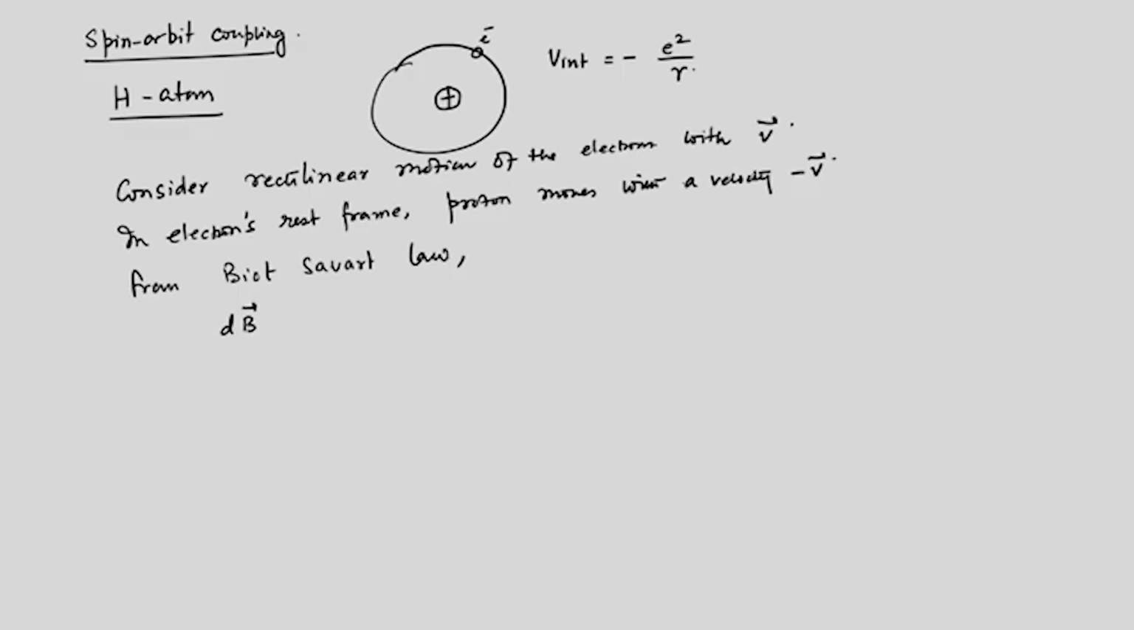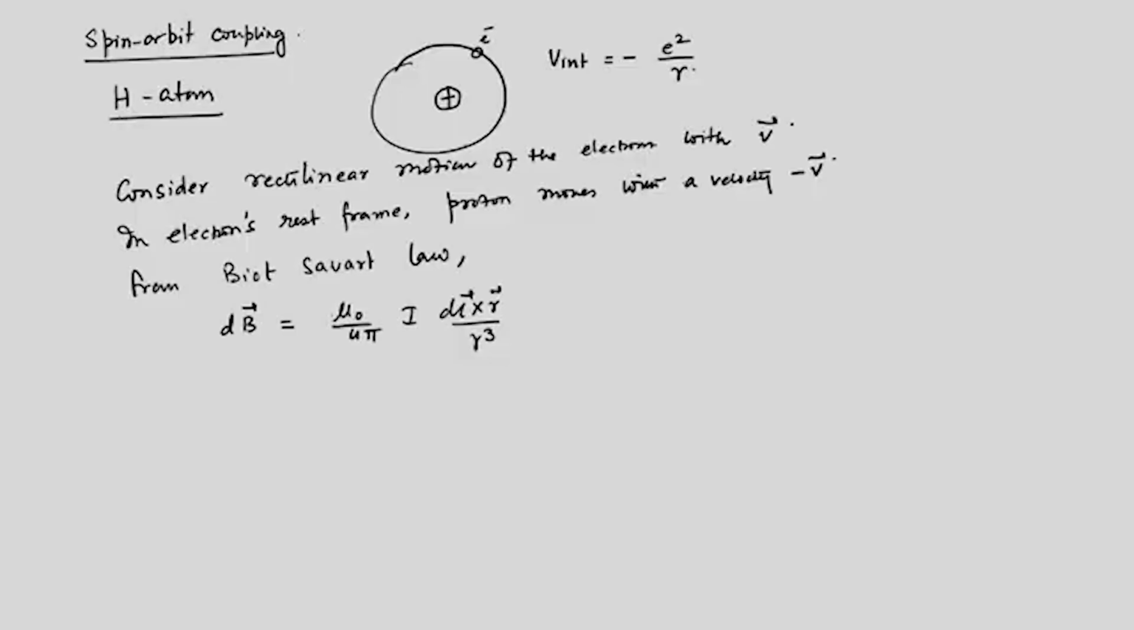So, from the Biot-Savart law, the magnetic field that the proton produces at the location of the electron is dB equal to mu 0 over 4 pi, I dl cross r divided by r cube. Okay. The notations are clear to you. Mu 0 is called the permeability of free space, I is the current, and dl is the small element of length, etc. R is of course the location where you want to calculate the magnetic field, and this distance is just the distance between the proton and the electron.